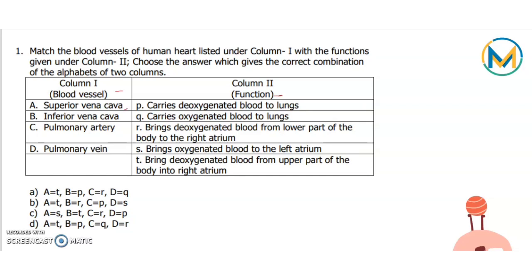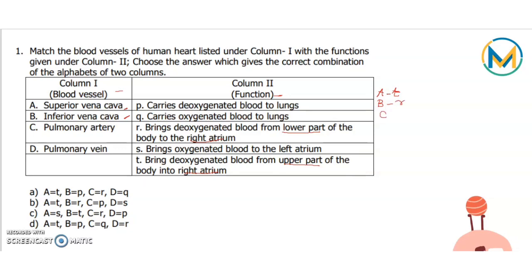So the first blood vessel, that is superior vena cava, that's A, and its function is to bring deoxygenated blood from upper part of the body to the right atrium. So that's A pairs with T. Then the next blood vessel, inferior vena cava, it's B, and its function is to bring deoxygenated blood from the lower part of the body to the right atrium, that is R.